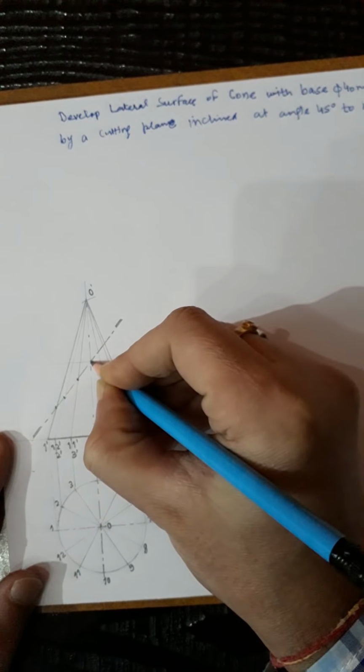Now you can draw a horizontal through this apex, and then you can draw a line parallel to the slant edge. So this line is parallel to the slant edge. Now you can name it as O1 and 7-1. Now with O1 as center and O7 as radius, you can draw an arc of suitable length.